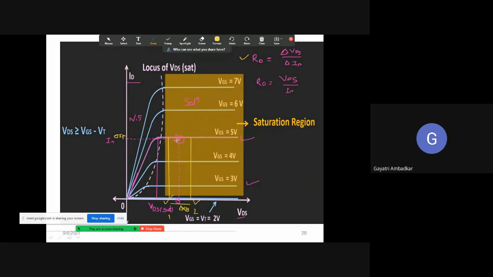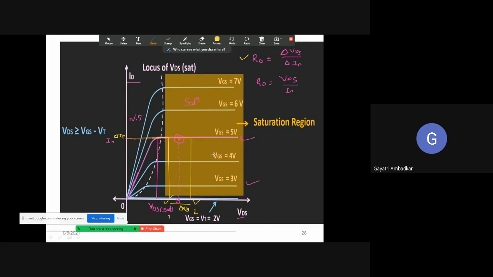The value of ID at this point is this. Similarly, the value of ID at this point is also the same. Is there any change in the value of ID? No, ma'am. There is no change, because the current is remaining constant.